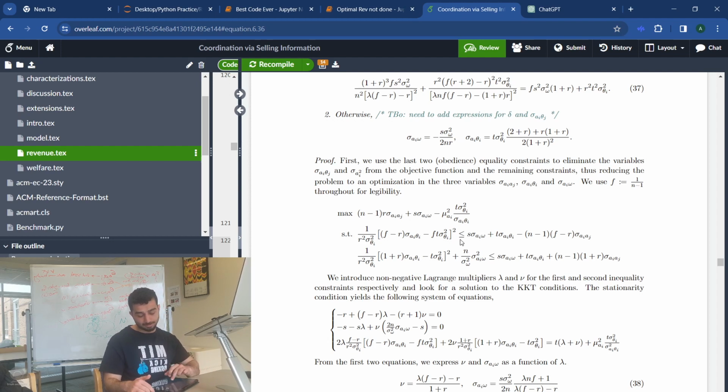So let me write it here for myself. For R equal -1 and R equal F, Lagrangians should need to be updated. We can go over them later. That's not a big issue.